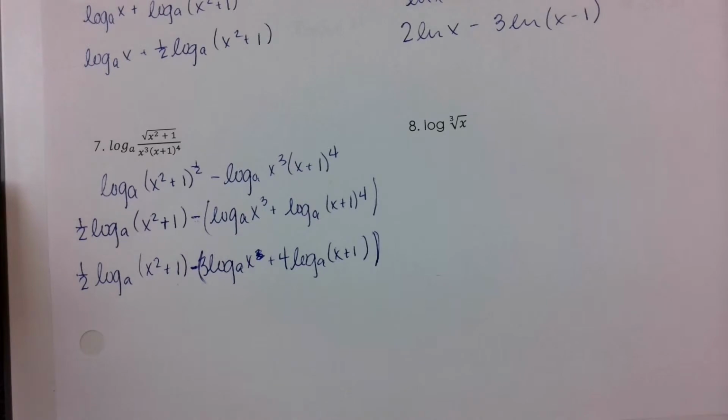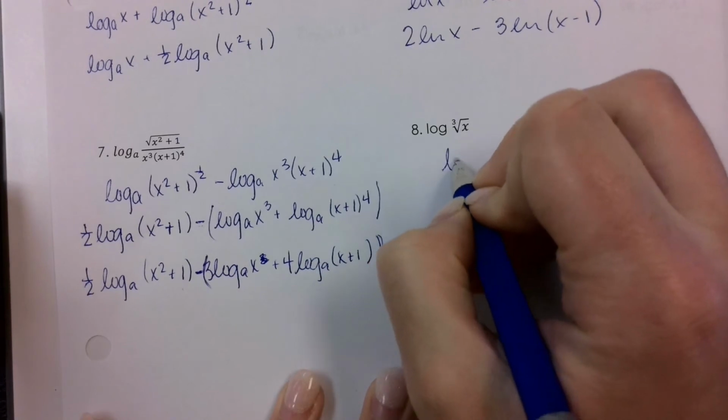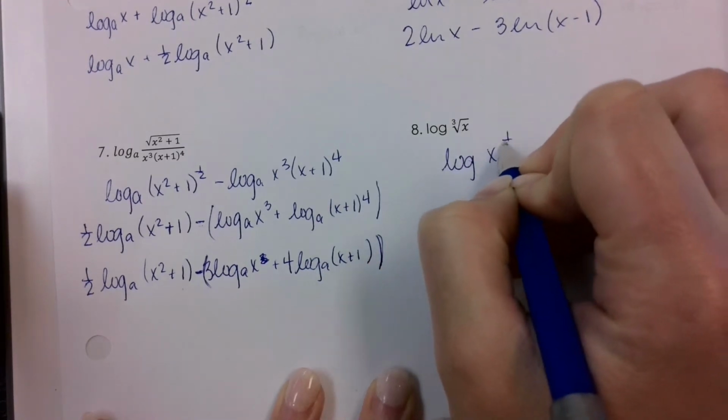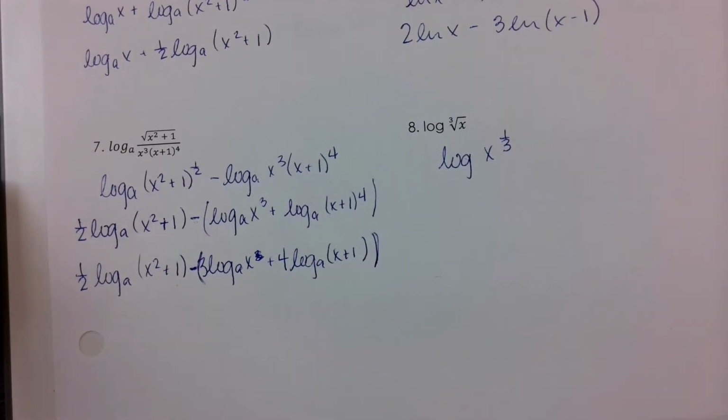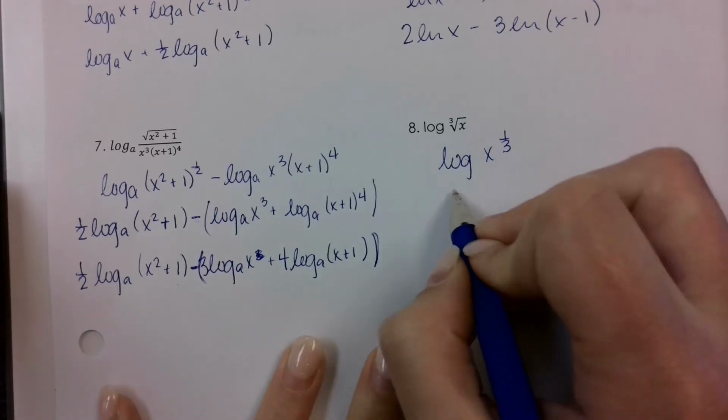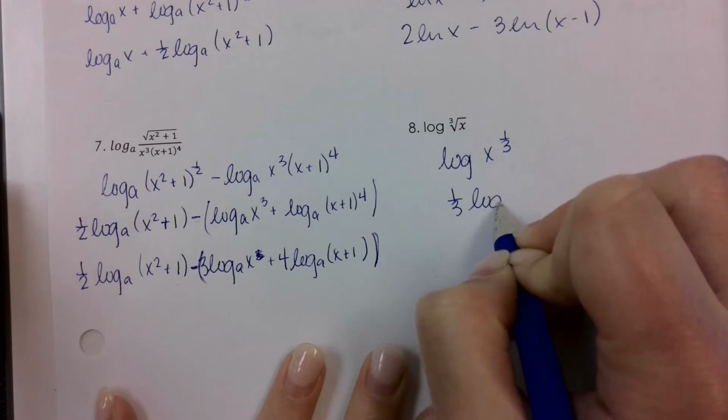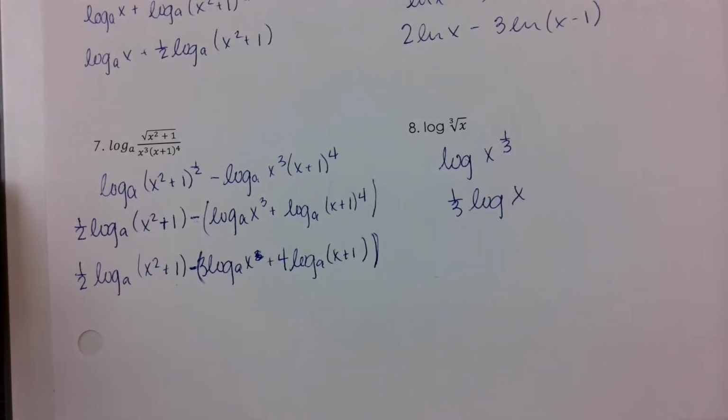Very cool. So for number 8, if a square root is x to the 1/2, what do you think a cube root would be? X to the 1/3? Yeah. So we could say that this is just log of x to the 1/3. And then how could you rewrite that? 1/3 log of x. Is that all right? Any questions? Okay, cool.